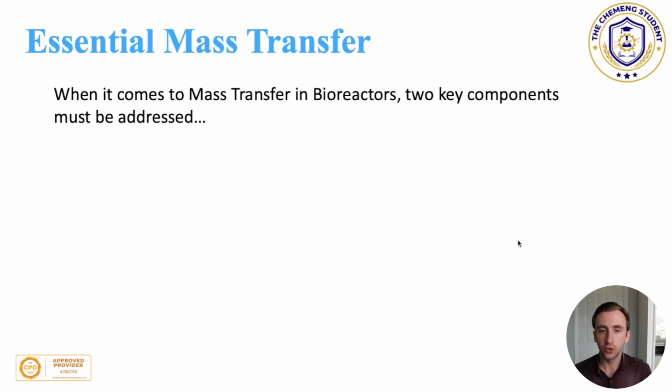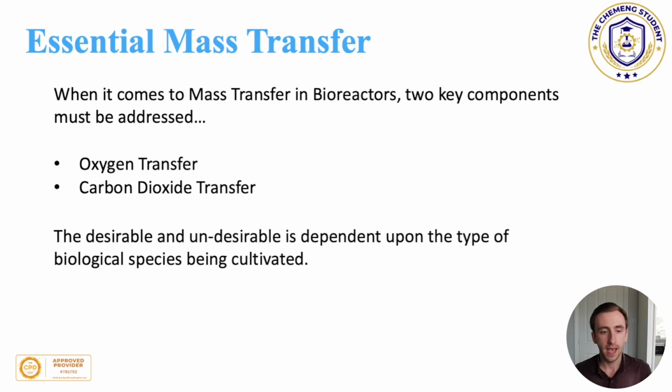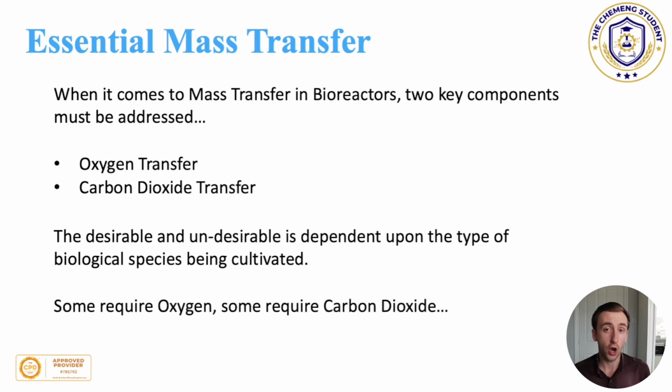Now, when it comes to the mass transfer within bioreactors, we have two key components that must be addressed. Those are the oxygen and the carbon dioxide transfer. Which one is desirable and undesirable will depend upon the type of biological species being cultivated, because ultimately, some will require oxygen to respire, other ones will require carbon dioxide to respire.